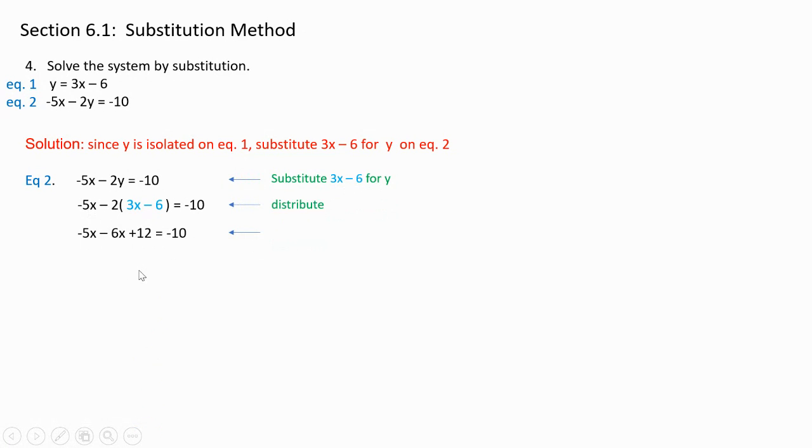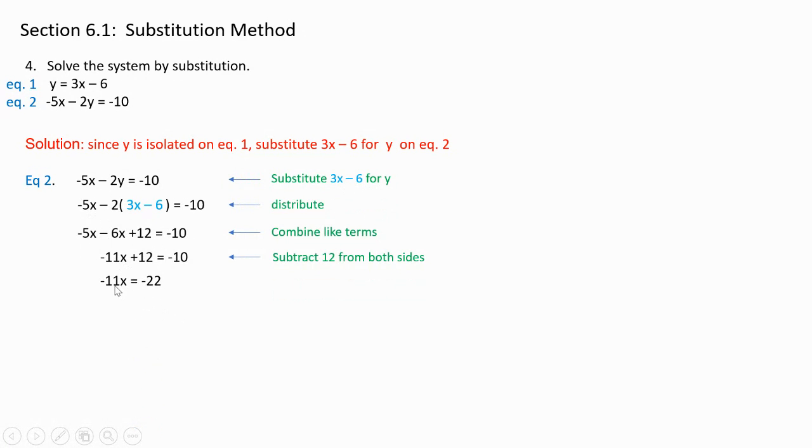Now I'm going to combine like terms. Like terms are the x's, right? So negative 5x minus 6x will give us negative 11x plus 12 equals negative 10. Now all you do is solve a simple one variable equation, which means that I have to get the x by itself or isolate the x. So I'm going to subtract 12 from both sides.